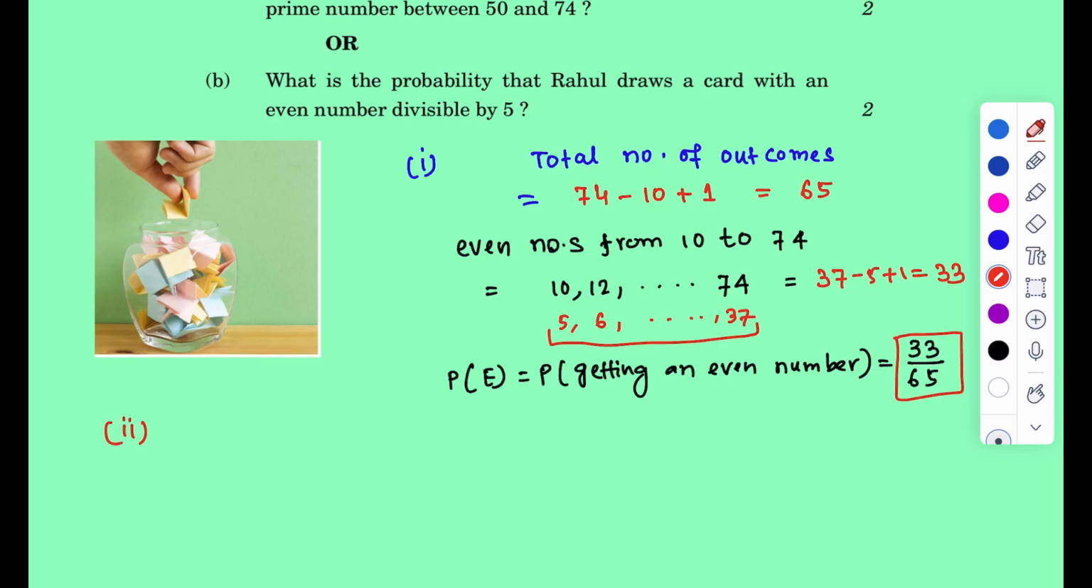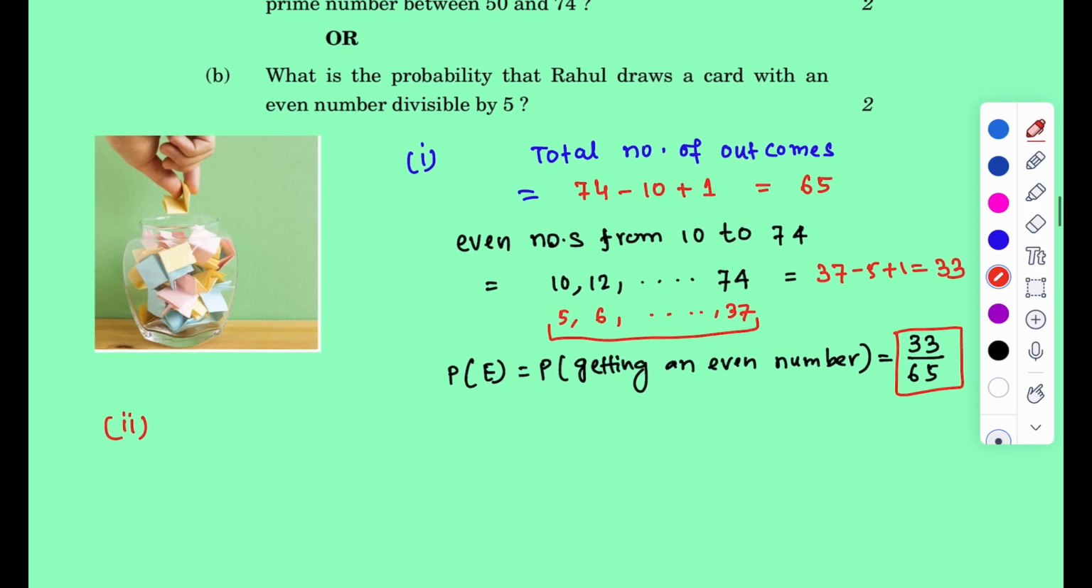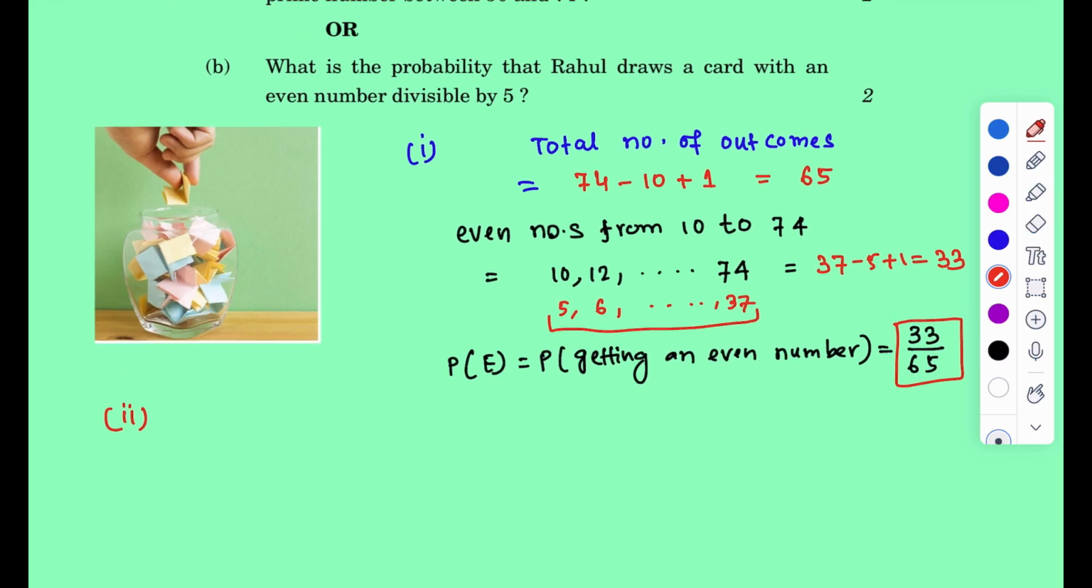Now we will go for the second part, that is, what is the probability that Rahul draws a card with an odd number less than 30? Odd number less than 30, here which are the odd numbers less than 30? They are 11, 13, in this way up to 29.